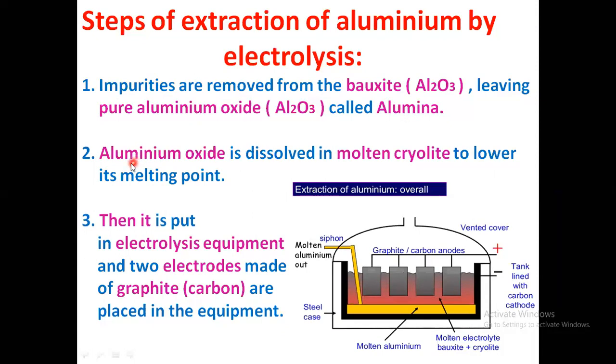In the second step, aluminium oxide is dissolved in molten cryolite to lower its melting point. Students, in electrolysis, remember this point: ions need to pass through the electrolyte, or solution. So for this purpose, aluminium oxide must be made molten, because ions cannot pass through a solid substance. Ions can easily pass through molten material.